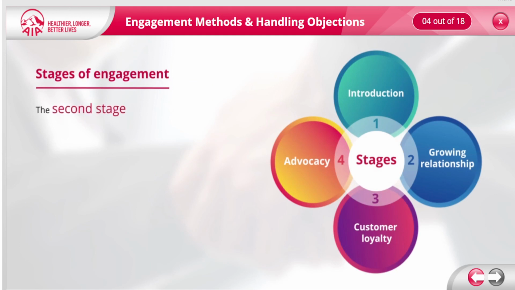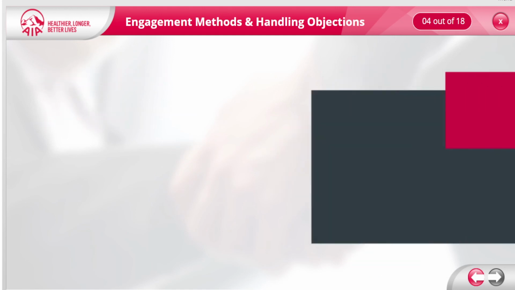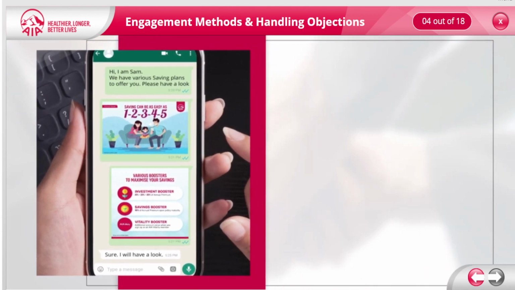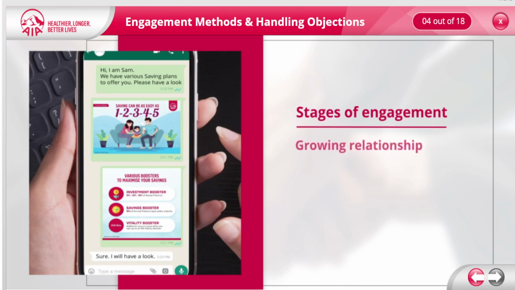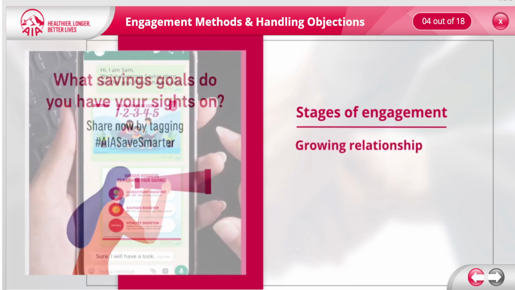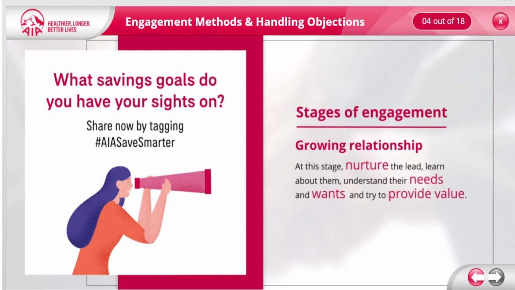The second stage of engagement is growing relationship. As the customer continues to interact with you and your brand, you are considered to be growing the relationship. During this stage, it is vital to nurture the lead, learn about them, understand their needs and wants, and try to provide value wherever possible.